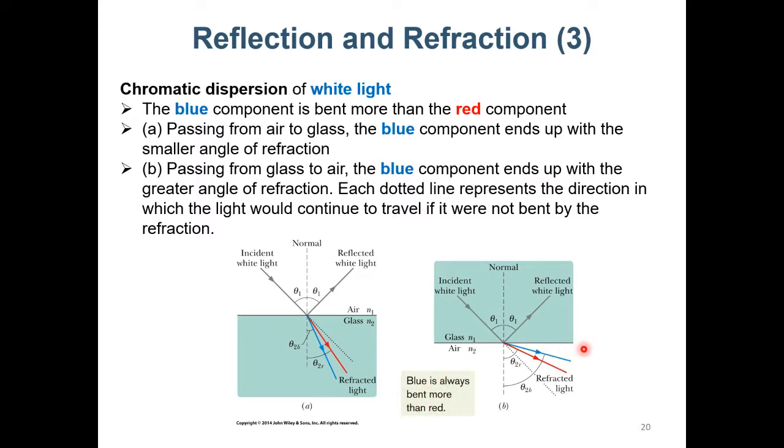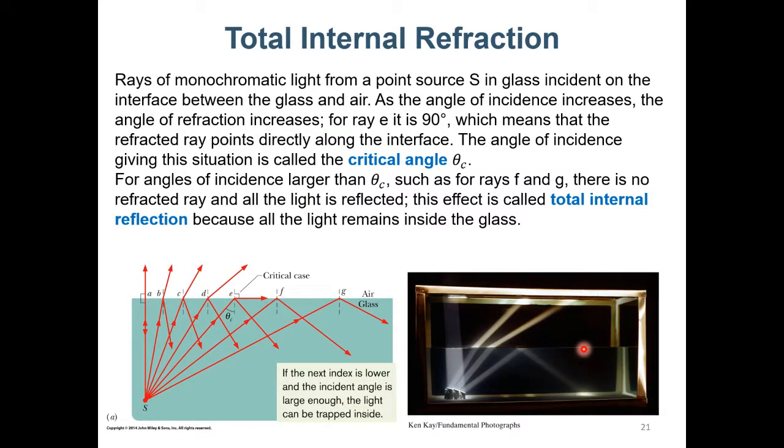So in other words, red light is better to go through something like the steam or something like that. And here we talk about the total internal refraction, 全反射.